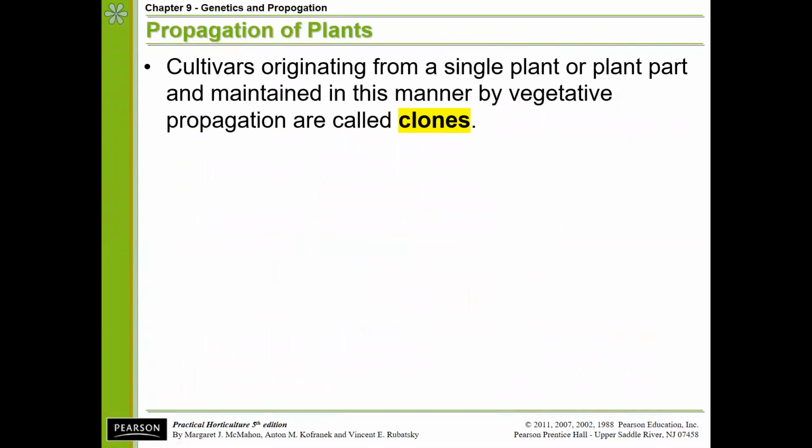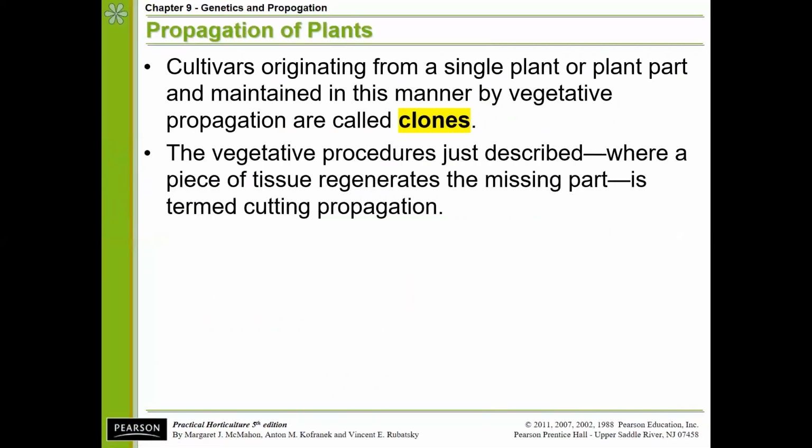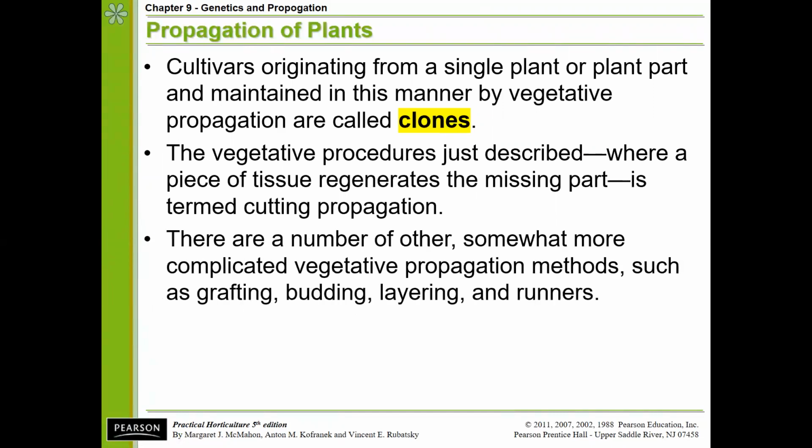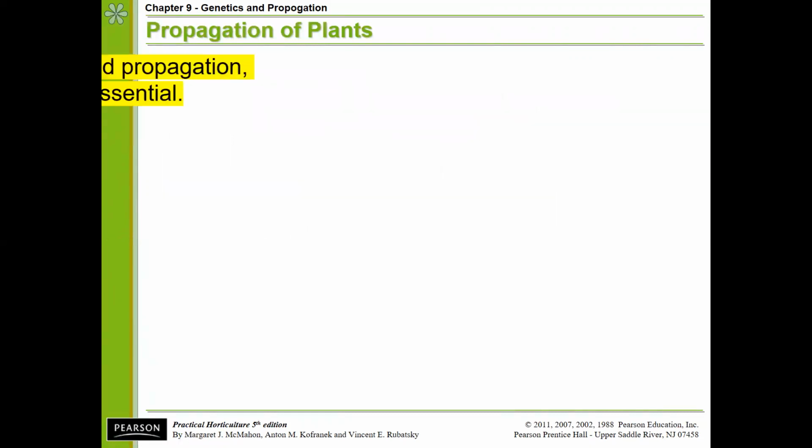Whenever we have cultivated varieties that originate from one single plant, any kind of asexual propagation, we're creating clones. We're creating genetically identical plants to the parents. And basically that is through the asexual reproduction of the cells, mitosis, rather than through the sexual reproduction, meiosis. There are many different ways, and we'll talk about some of those different ways of vegetative propagation.